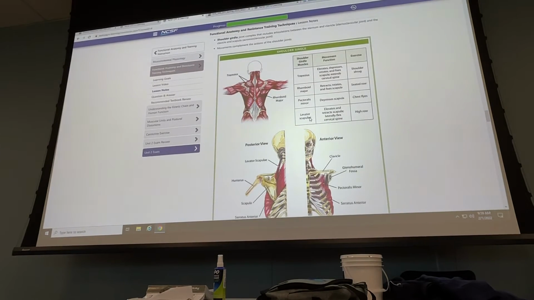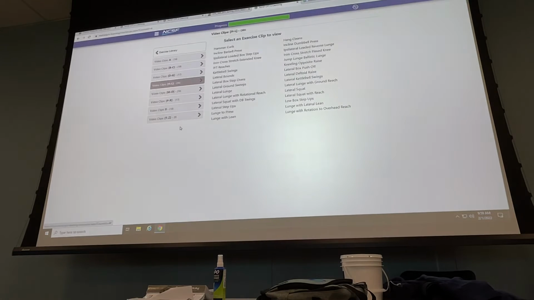So your levator scapulae, right along your neck, right beside your sternocleidomastoid, something like a high row. I believe that's going to be the high row. See if they have an example for us. No, no high row. But I believe that would be your upright row, if you've heard of the upright row before.